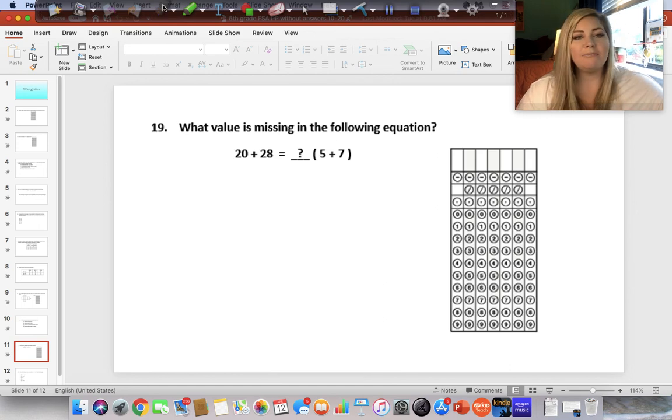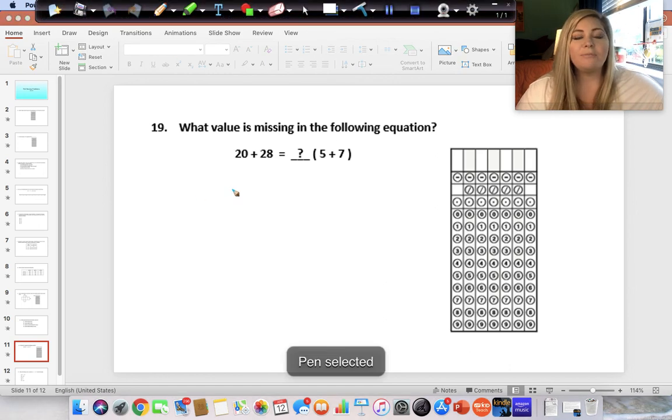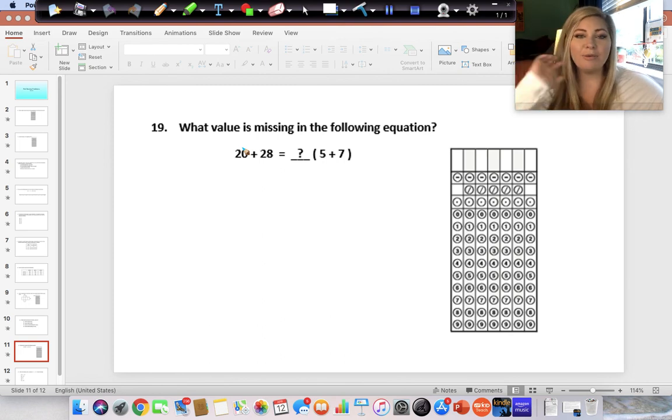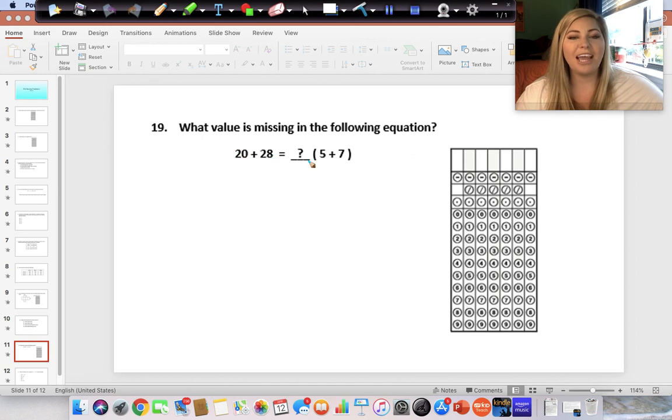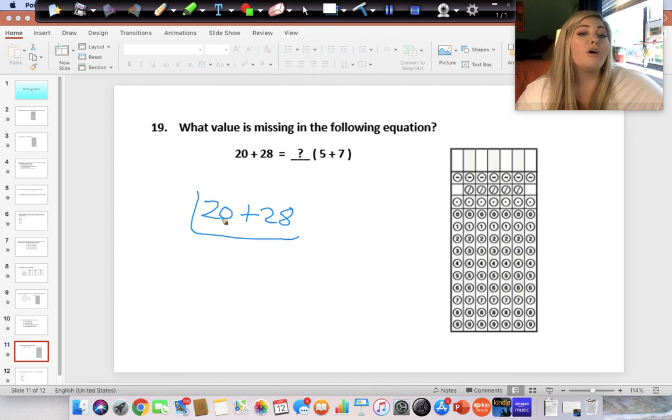Okay, what value is missing in the following equation? So 20 plus 28 equals what outside of 5 plus 7? Again, we could do the birthday cake method to factor a number out. The number that goes into both 20 and 28 would be 4. 4 goes into 20 5 times.